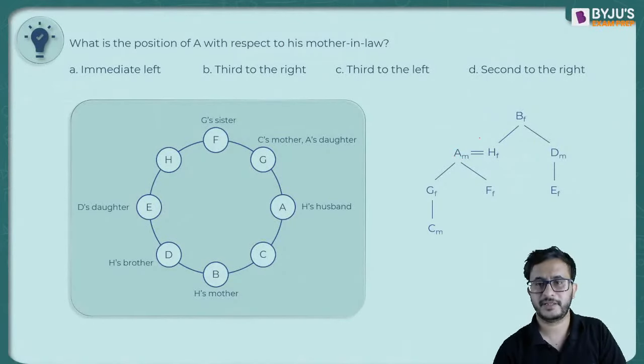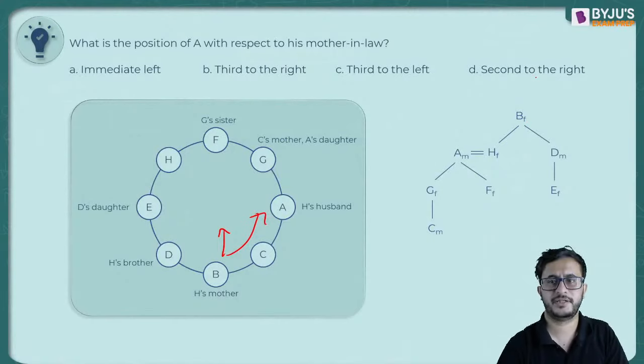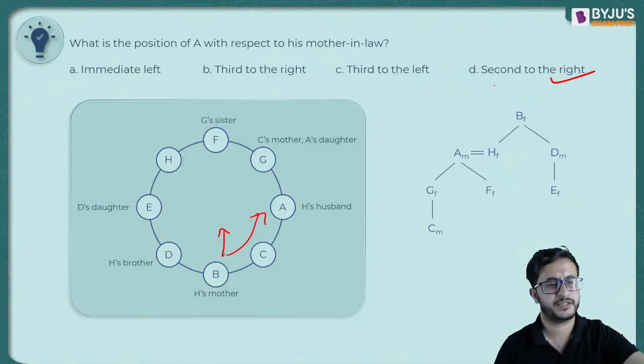So A's mother-in-law is B, and A's position is second to the right, since they're facing inward. Okay, the answer is D. Okay, next.